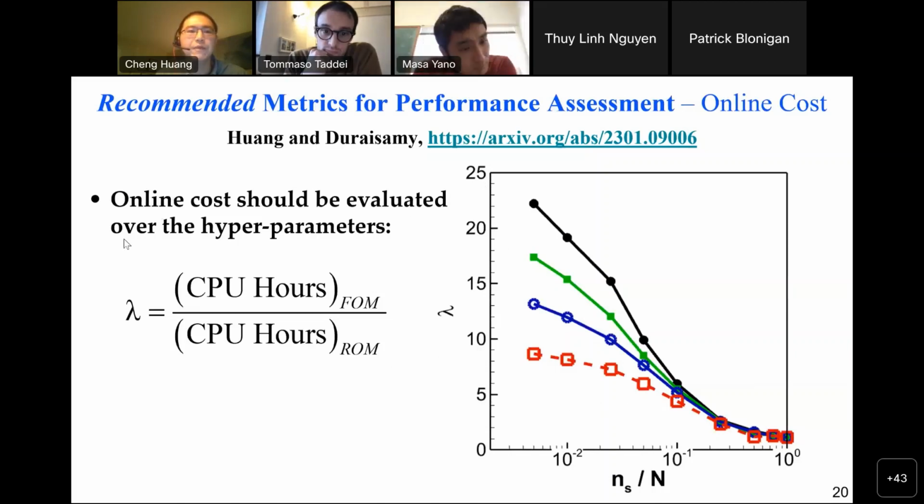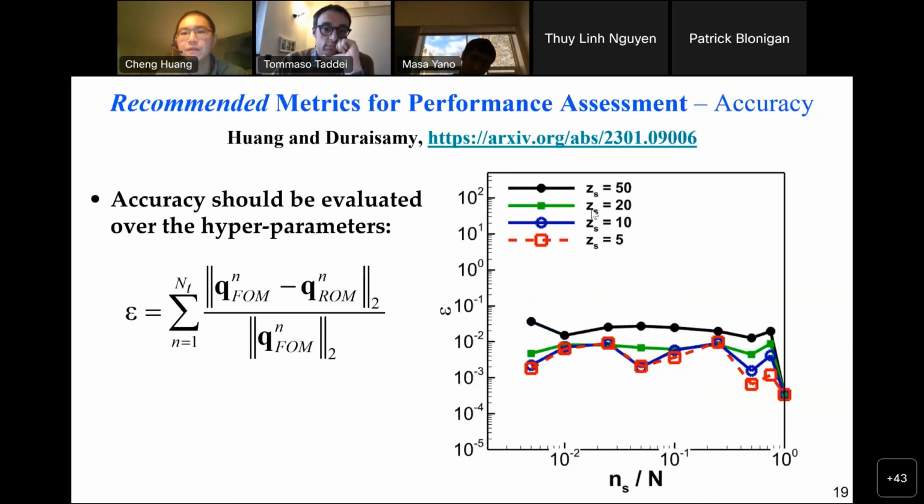Again, the online cost will be evaluated over the hyperparameters. The hyperparameter here is the number of sampling points you choose out of the total number of grid points you have. Of course, depending on the method you are using, this hyperparameter might be defined differently, but here is how we define it. We have n finite volume cells, and we are only selecting a small part of them to evaluate the residual term, the nonlinear terms, and reporting this one over another hyperparameter. Again, this hyperparameter specifically belongs to the adaptive method.